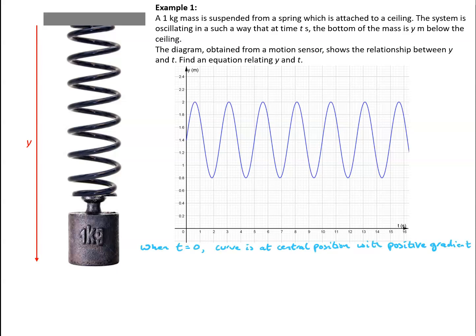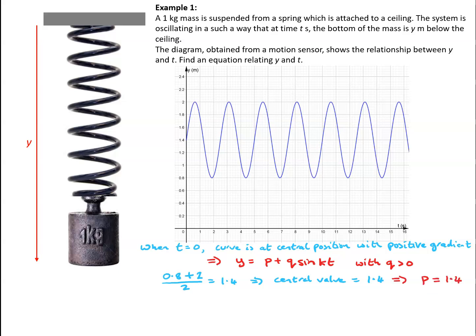Well, first thing is, when t equals 0, the curve is at its central position and has positive gradient. So that tells me that I have a curve of the form y equals p plus q sine kt, with q being positive because we've got a positive gradient at t equals 0. The central position can be found by considering the extreme positions. The maximum value of y is 2, the minimum value of y is 0.8, so the mean position, or the centre of the oscillation, is halfway between 2 and 0.8. In other words, it's at 1.4. So that tells me that p must be 1.4.